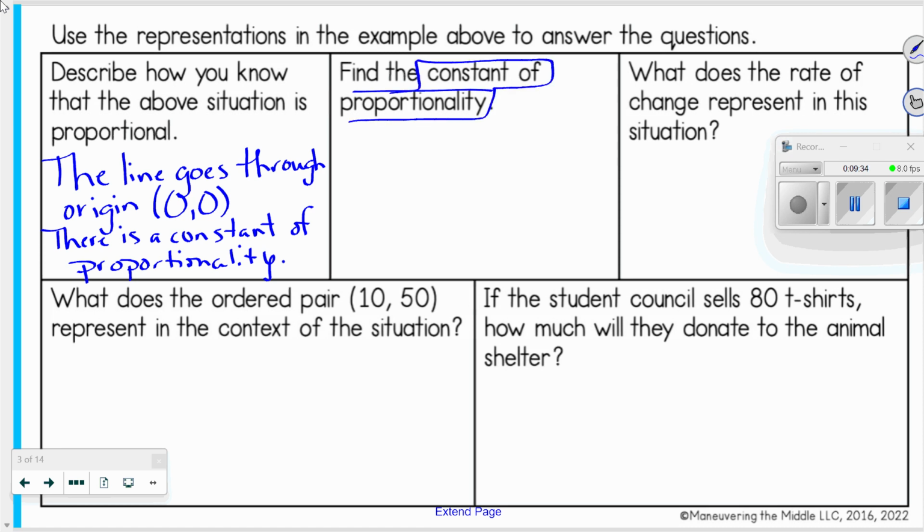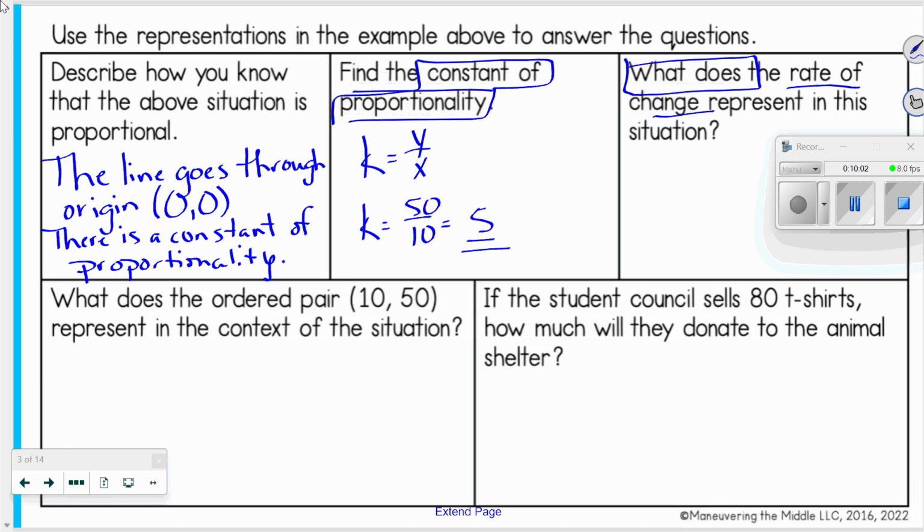So we kind of did that already, right? I can take any of the data points I took, and I'm just going to write the generic formula up there and make sure everybody understands it. We took the point of 50 and 10, which simplified to 5. So what is my constant of proportionality? 5. Okay, what does the rate of change represent in this situation? So what does that 5 represent?